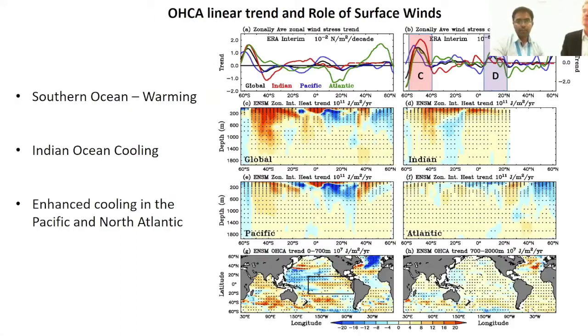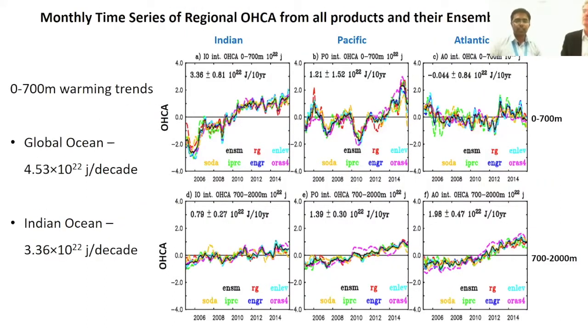And you can see from the time series analysis as well, for the 700 to 2000 meter, all the ocean basins are continuously rising in heat, and there are no other fluctuations present in this 700 to 2000 meter, which is showing that the deep ocean heat uptake is quite robust, and we can attribute it to something, but yet we have to investigate it in more detail.